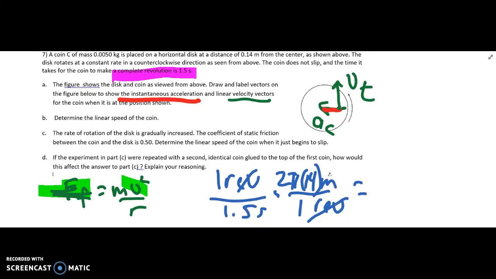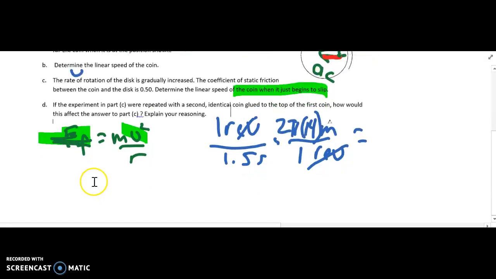Okay. Now the next one says, that was part B. The next one for part C says it's the rotation rate. So how fast it rotates, or the velocity is gradually increased. Determine the linear speed of the coin when it begins to slip. So when it begins to slip, that's right when you're starting to overcome the force of friction. So you're using it all. So on this one, I can go back and look at this equation here. The force of friction is mv squared over r.